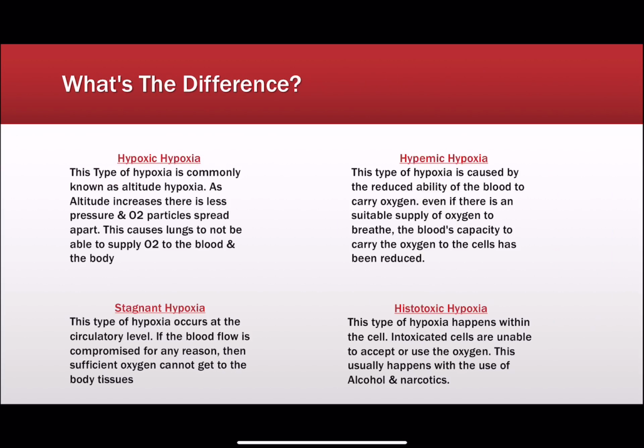So, starting with hypoxic hypoxia. This type of hypoxia is commonly known as altitude hypoxia. As altitude increases, there is less pressure, and oxygen particles spread apart. This causes lungs to not be able to supply oxygen to the blood and the body.